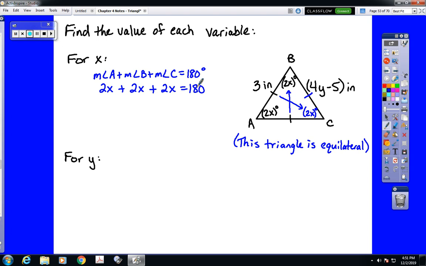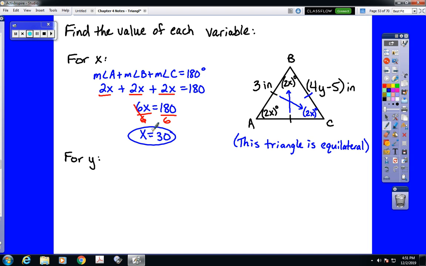If each angle is 2x, we can add those together. 2x plus 2x plus 2x is 6x. So we're just combining these like terms, and then we're dividing by 6 to give us x equals 30. We do not need to plug that number back in because the directions do not require us to do so.